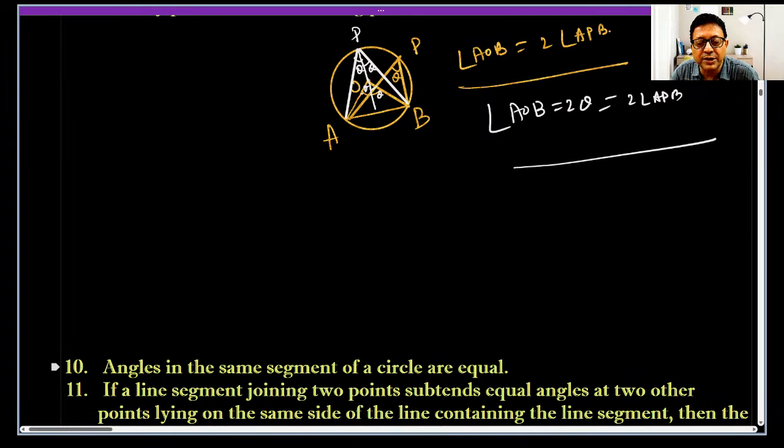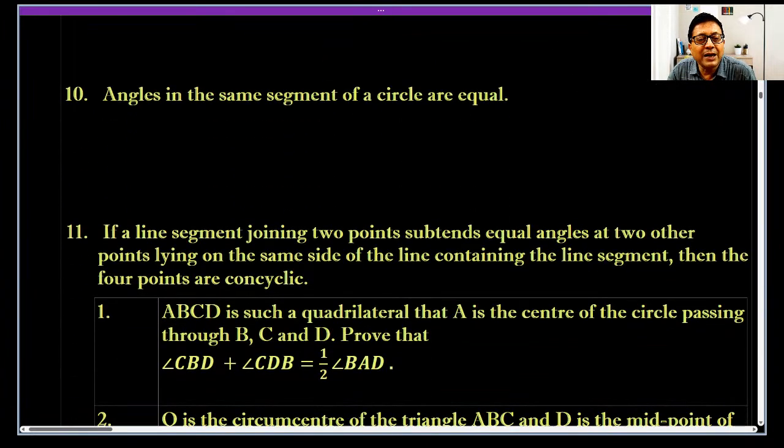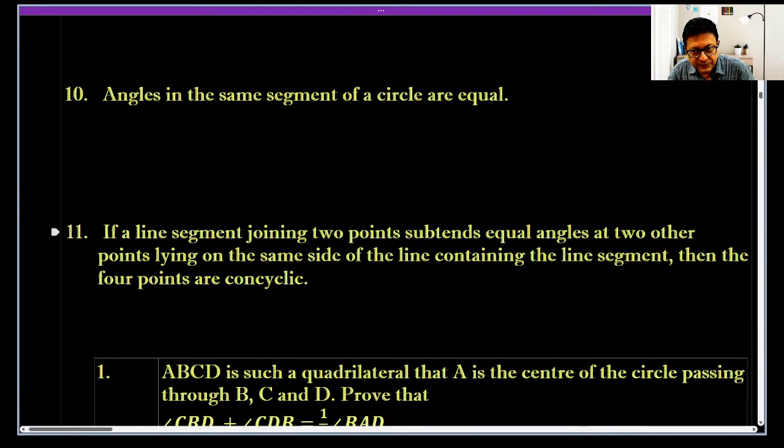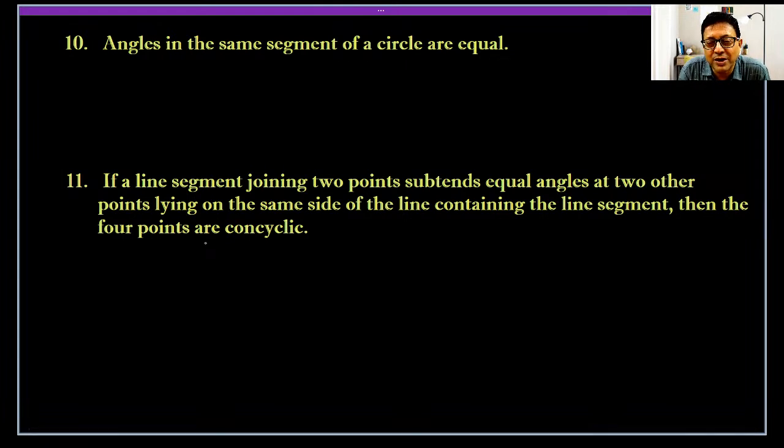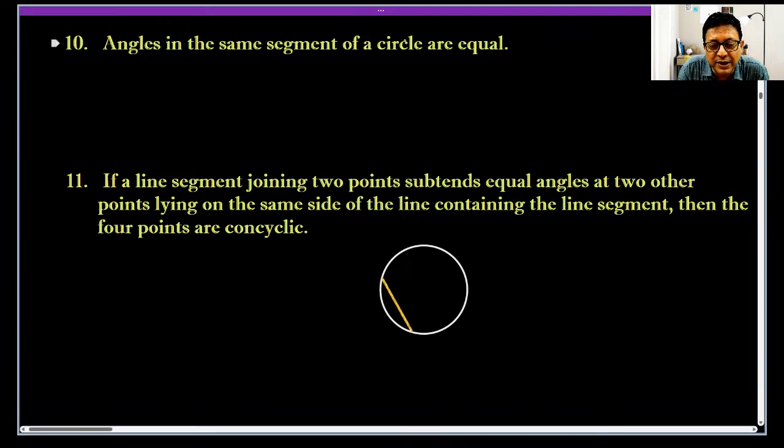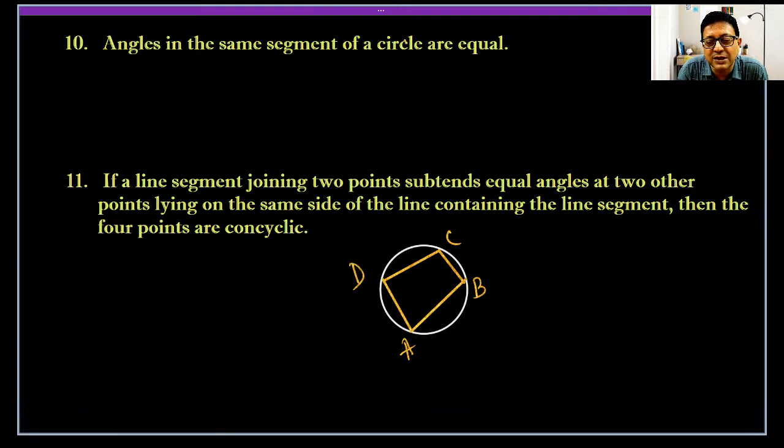Next one, angles in the same segment of a circle are equal. If a line segment joining 2 points subtends equal angles at 2 other points lying on the same side of the line containing the line segment, then the 4 points are concyclic. Okay? There's something more I have to tell you here. Cyclic quadrilateral, let me explain. And some, I did not get time to write all those facts. Whatever I am not able to write, that I will explain here. Four vertices will lie on a circle, then this one is a cyclic quadrilateral.